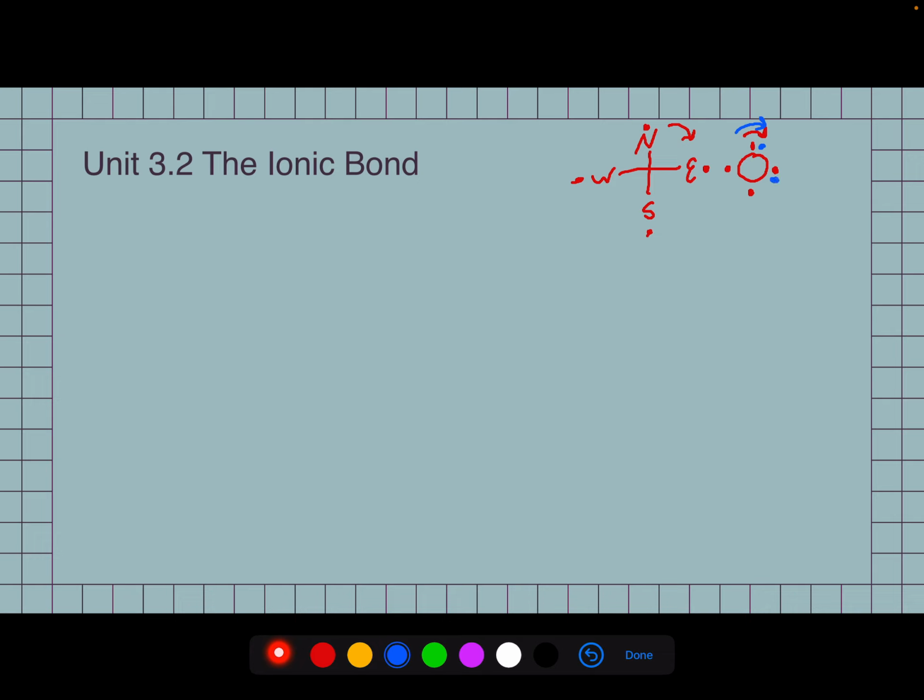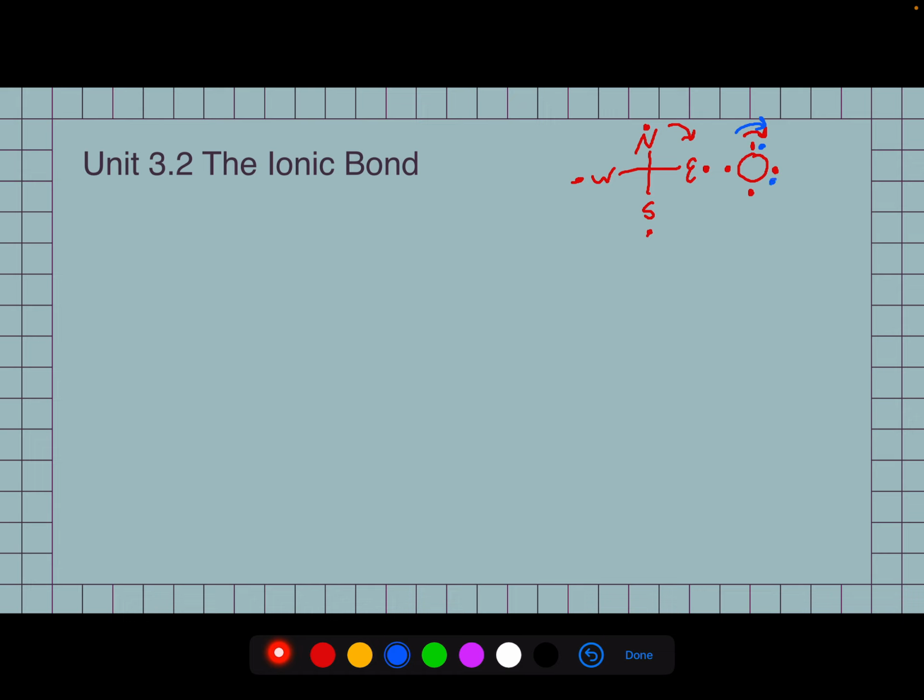What I've seen way too much on our test is that if you have oxygen, people go 1, 2, 3, 4, 5, 6. No, that is incorrect. We do not do that. That's going to make it very difficult, and you're going to get confused really quickly. Don't do that. Go around clockwise.